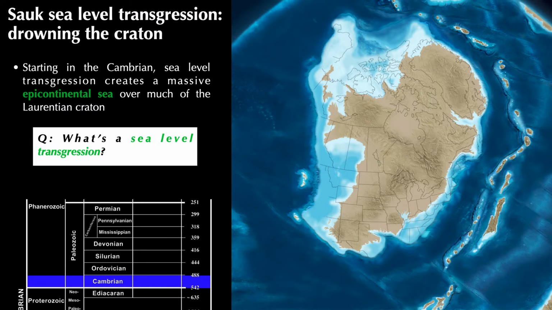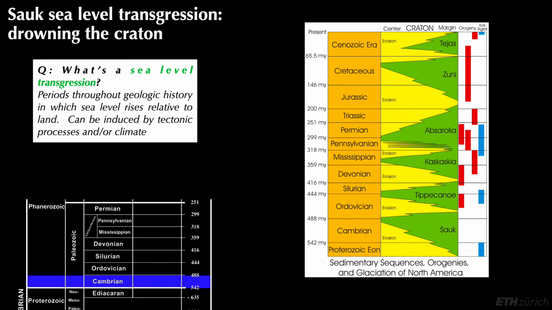So once we get to the Cambrian, a large sea level transgression is thought to have covered a significant part of the Laurentian craton with a shallow epicontinental sea. A sea level transgression, you may recall from historical geology courses, simply represents a global sea level rise, typically related to both tectonics and climatic effects.